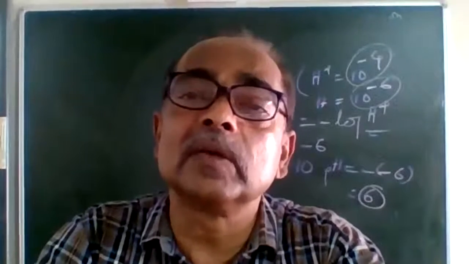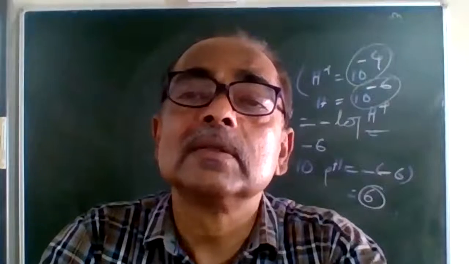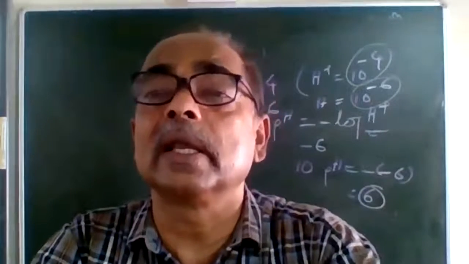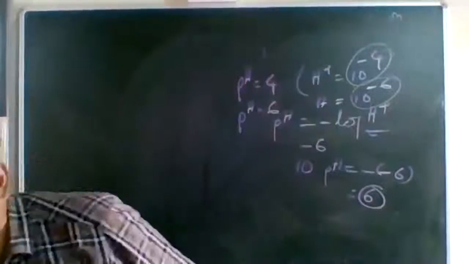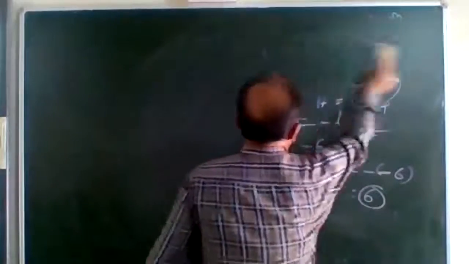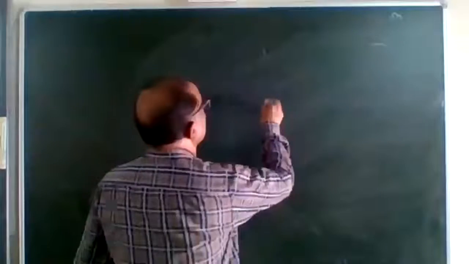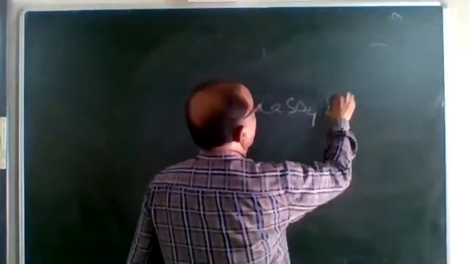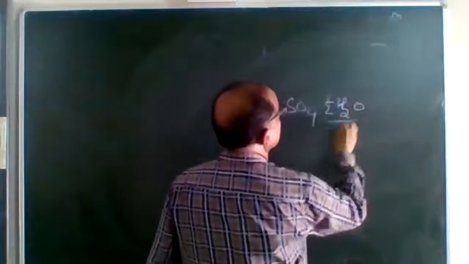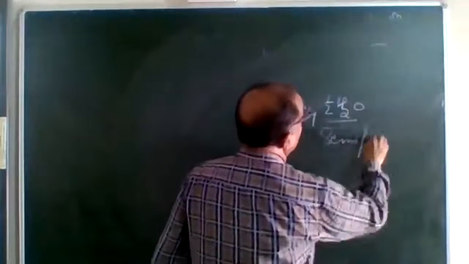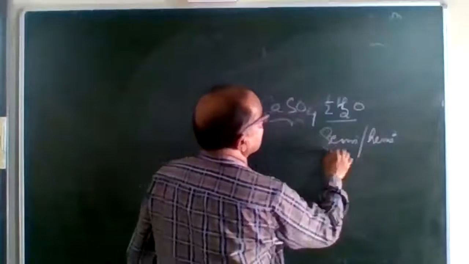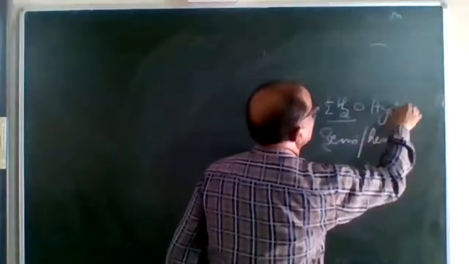What is its chemical name? The chemical name is calcium sulfate hemihydrate. What is the formula? So, very important: CaSO4 · half H2O. Half means semi or hemi, so you can say both. Calcium sulfate semi-hydrate. Hydrate means the presence of water.